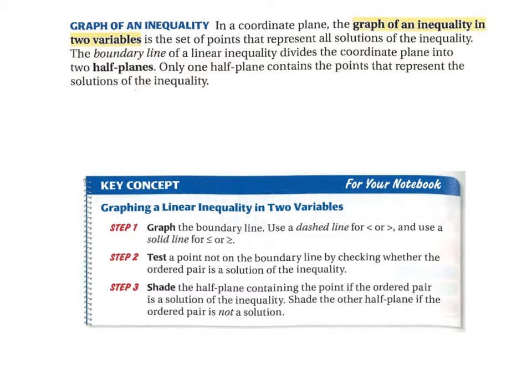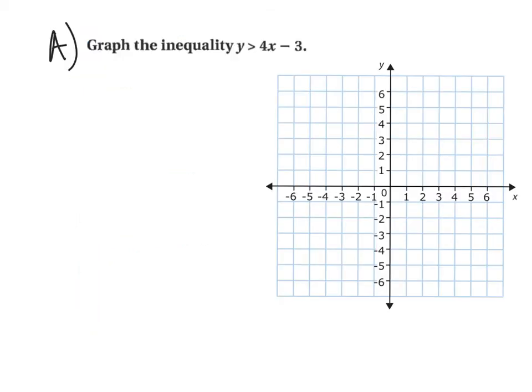In order to do this, we follow 3 steps. Step 1, we graph the boundary line. Step 2, we test a point that is not on the boundary line, and we want to see whether or not that ordered pair is a solution of the inequality. And then what we want to do is we shade in the half of the graph that contains all of our solutions. Okay, so let's see a couple examples and you'll get the hang of it.